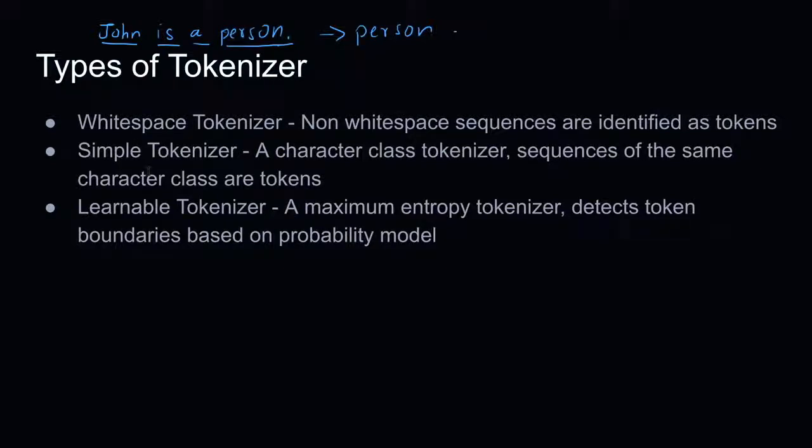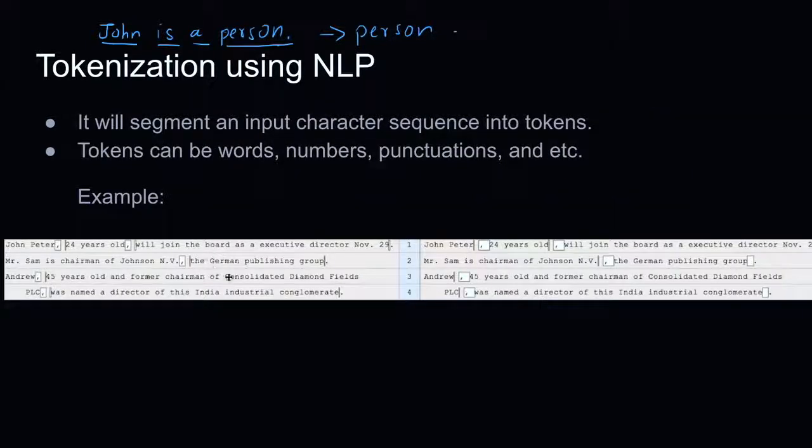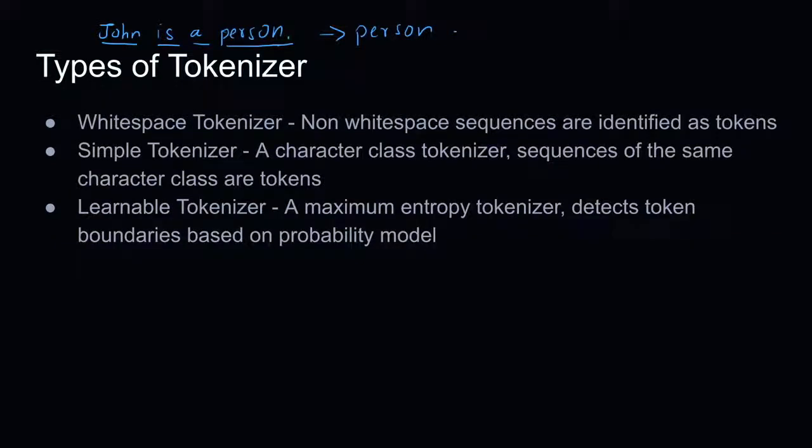The simple tokenizer tries to use simple rules to tokenize the sentence into granular tokens. And the learnable tokenizer is the NLP based tokenizer. Here it uses the maximum entropy algorithm to tokenize the sentences into granular tokens based on a probability model. This example is based on NLP based tokenization, which is the learnable tokenizer. We will try to cover an example of the learnable tokenizer algorithm in further videos.